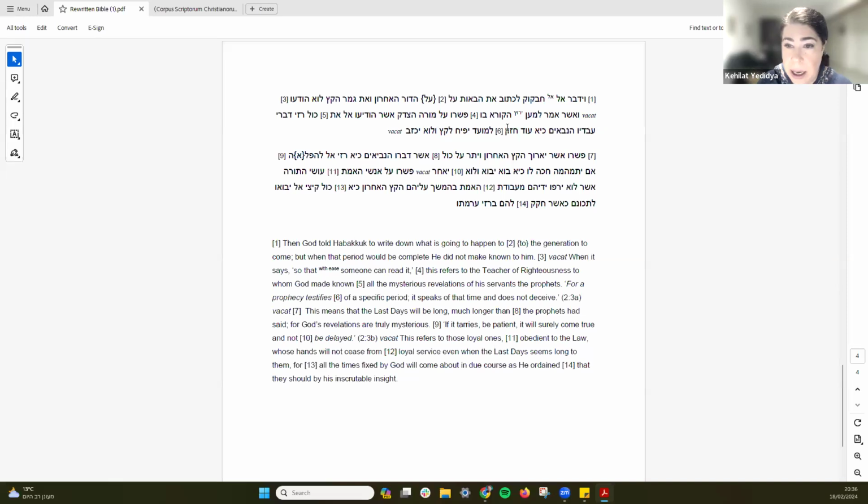And now it's going into further interpretation of that verse. So now it's actually explaining what it means that it's testifying about a certain period. This means that the last days will be long, much longer than the prophets had said. For God's revelations, kirazeh el lehafla'ah, because the mysteries of God are really mysterious, are wondrous.